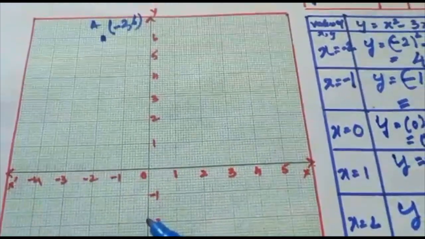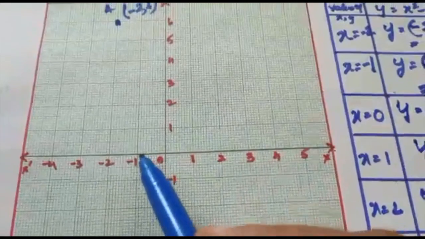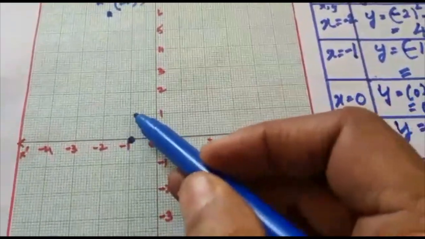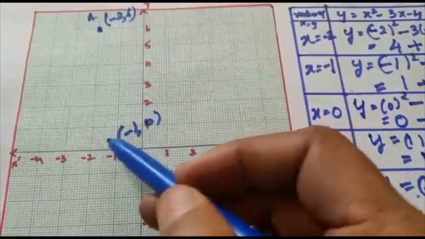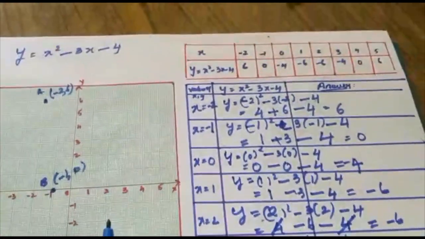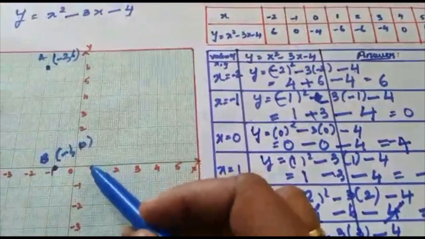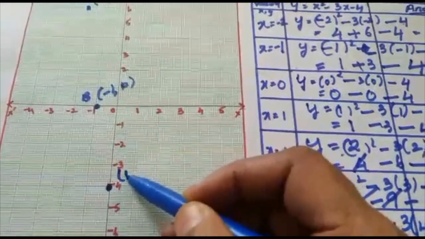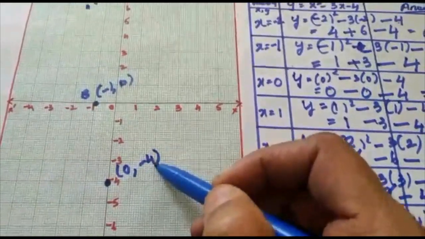So what is the second point now? Second point is minus 1, 0. So x is minus 1 and y is 0. So write this coordinate as minus 1 comma 0. Let us name this point as B. Now what is your third point? 0 comma minus 4. So x is 0 and y is minus 4. So this is 0 comma minus 4.